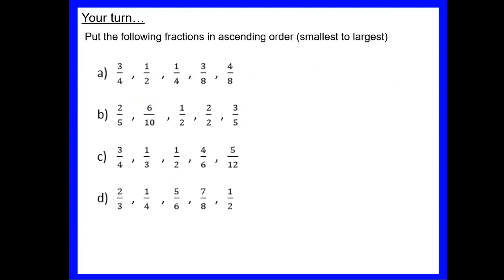Okay, so now it's your turn then. So you're asked to put the fractions in ascending order, so that's smallest to largest. So for each set, first step, remember, find the lowest common multiple. That's going to be your new denominator. Then find the equivalent fractions with the new denominator, and then you can sort them into order. Pause the video, have a go now.